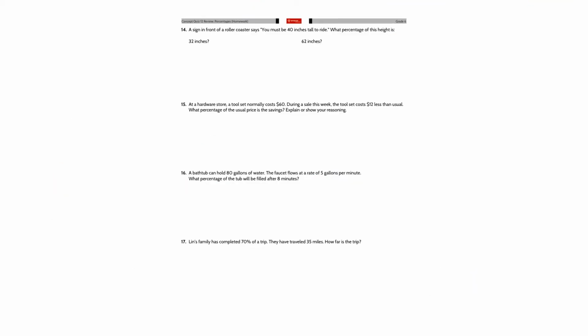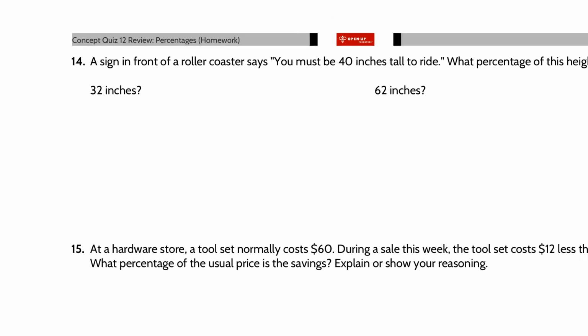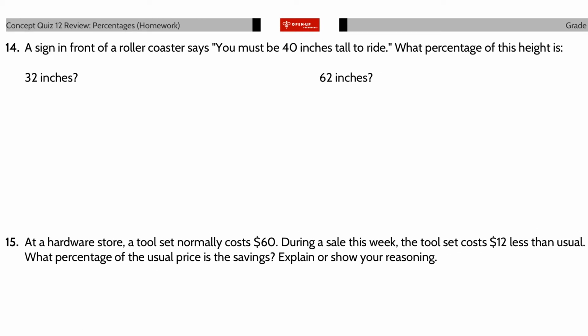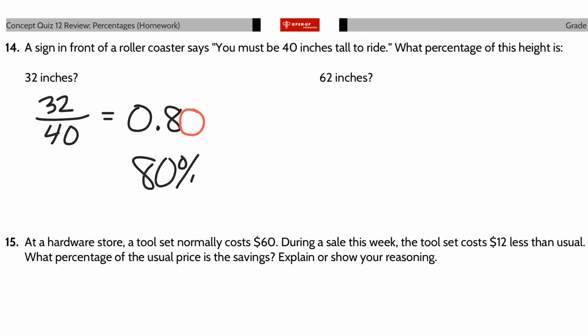Last page, woo! A sign in front of a roller coaster says, you must be 40 inches tall to ride. What percentage of this height is 32 inches and then 62 inches? Well, 32 out of 40 is what we are. And again, look at this as division. 32 divided by 40 is 0.8, which remember is really 0.80, and so this is 80%.